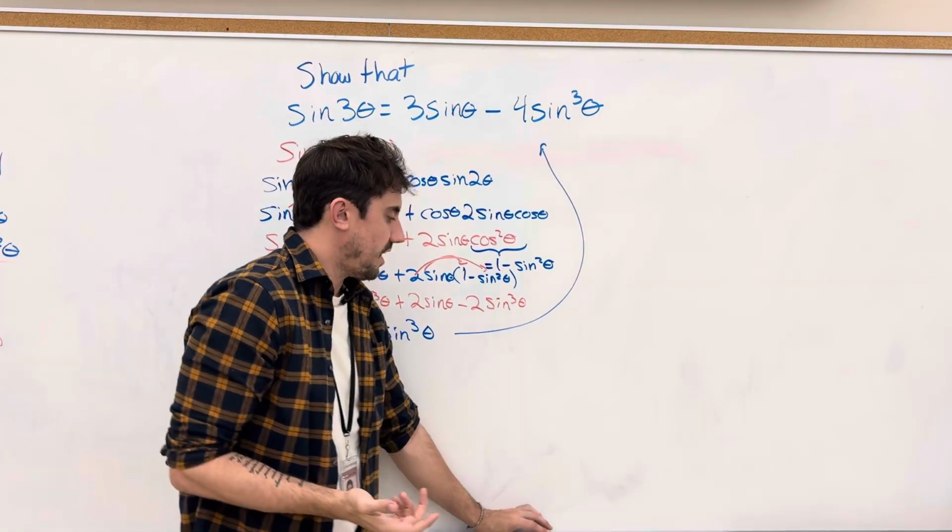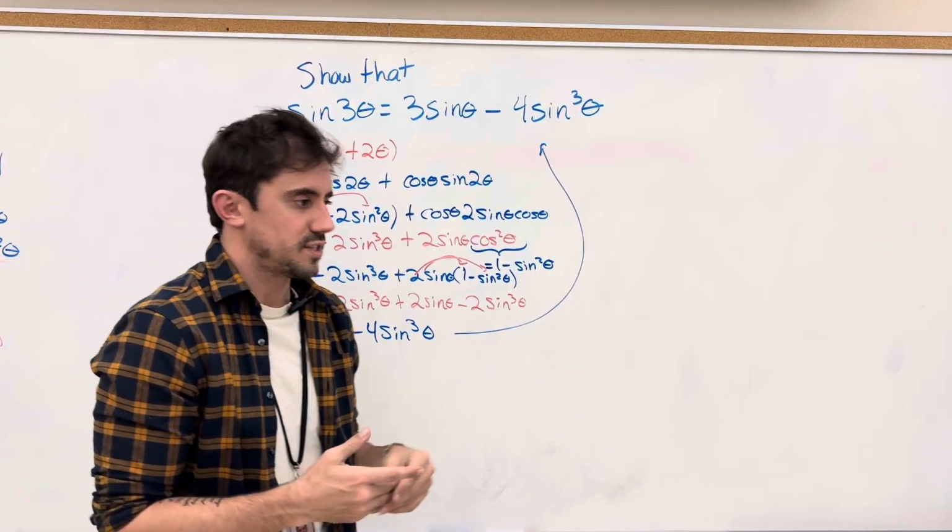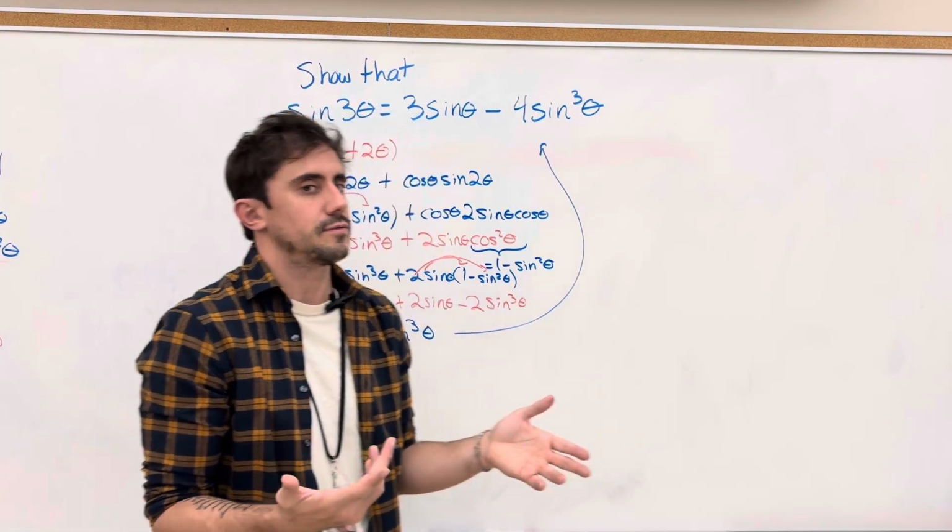There are no non-permissible values in this proof because sine has no denominator, right? There are no possibilities of having denominators of 0, and so we have no NPVs.